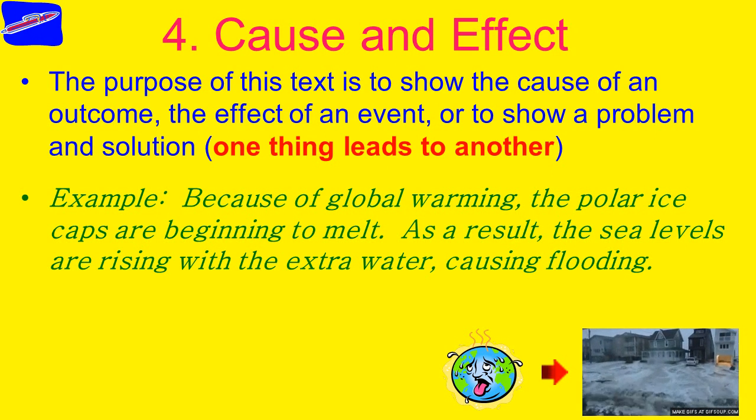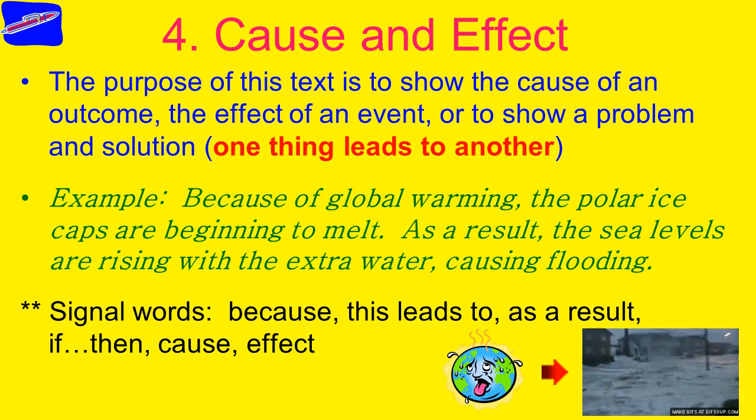Some of the signal words connected to something that's written in cause and effect internal text structure are as follows: because, this leads to, as a result, if, and then, and the words cause and effect. If you see these signal words, there's a good chance that what you're reading is written in cause and effect organizational pattern.